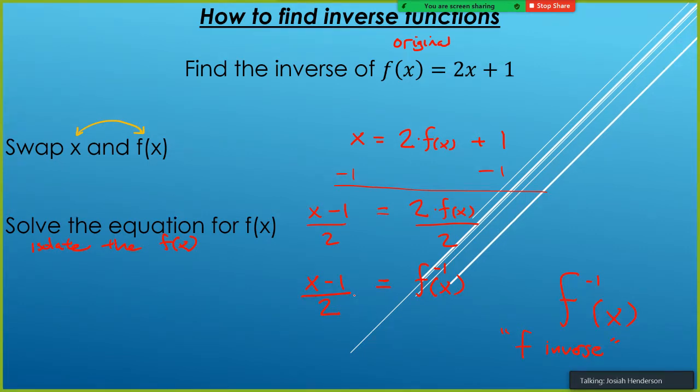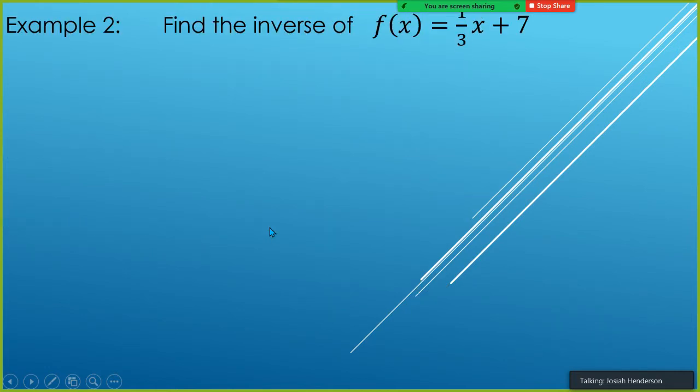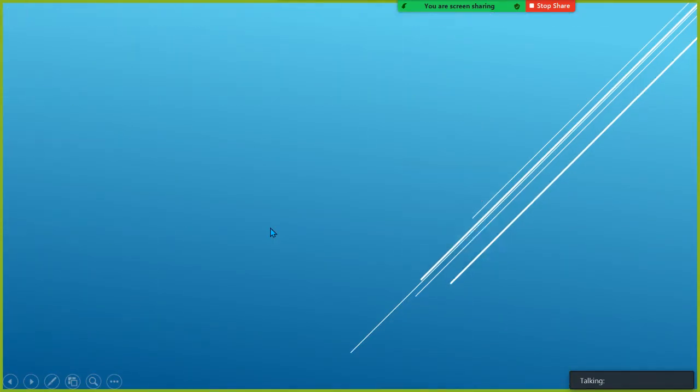Okay, our original was 2x plus 1, and then the inverse function we just found, x minus 1 over 2. And then our original table that we did, that was 0, 1, 2, and 3, and it went to 1, 3, 5, and 7. So let's check out that table and compare our two functions, the inverse and the original. Hang on. Here we go.